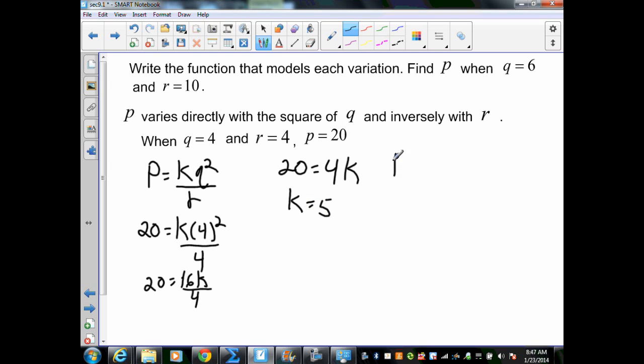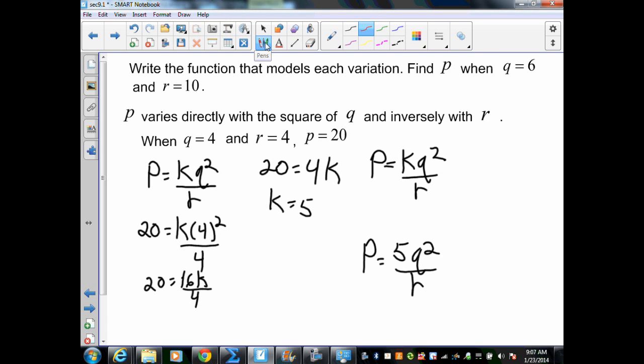Now I want to write the model. P equals K, Q squared over R. And substitute in my known value of K. And I get P equals 5 Q squared over R. Now I need to go back to answer the original question of the problem, which is I want to find P when Q is 6 and R is 10. Since I found the model for the function, I can now just substitute the values in. P equals 5 Q squared, but Q is 6 squared, over R, which is 10.